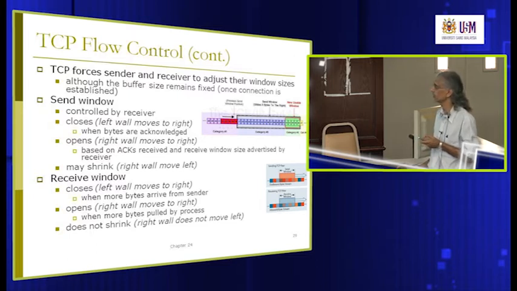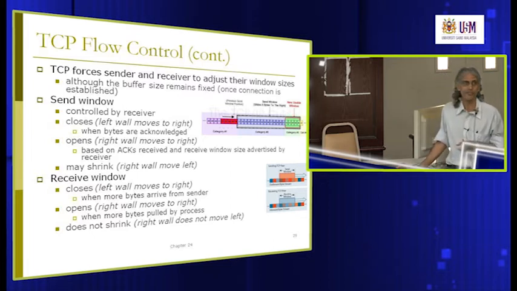It opens when the bytes have been taken by the process, used and consumed, so that space is free, and it does not normally shrink. So the receive window is normally fixed. The send window is the one which is adjustable, right?